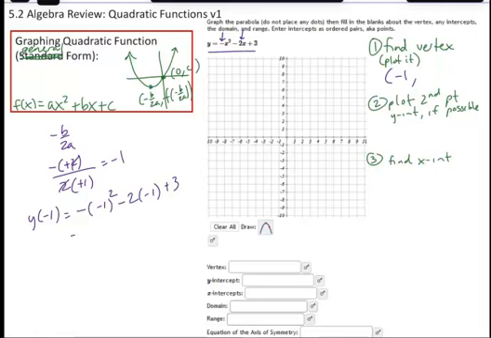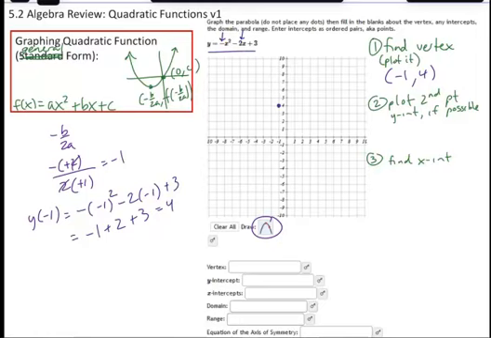plus 1 times a negative 1 gives me negative 1. Minus 2 times minus 1 gives me a plus 2, plus 3. And so if I evaluate this, 2 and 3 is 5, minus 1 is 4. So there's my y-coordinate. So I'm going to first select my graphing utility and plot the point negative 1, 4. So there's my first point.